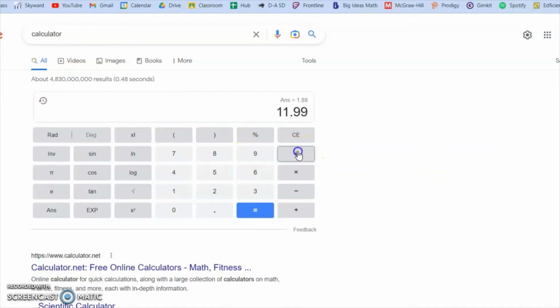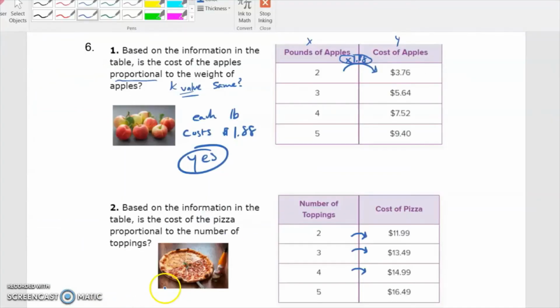$11.99 divided by 2. So that would tell me it's $5.99. Okay, so here we've got $5.99 for a one-topping pizza. Let's see. So if it were proportional, two toppings would be $11.99. Let's see if it's proportional for the next one.